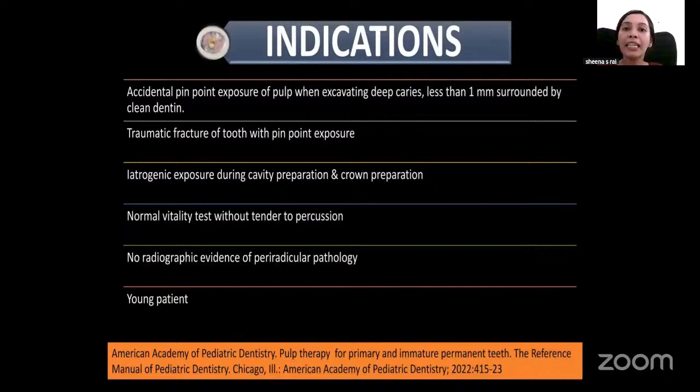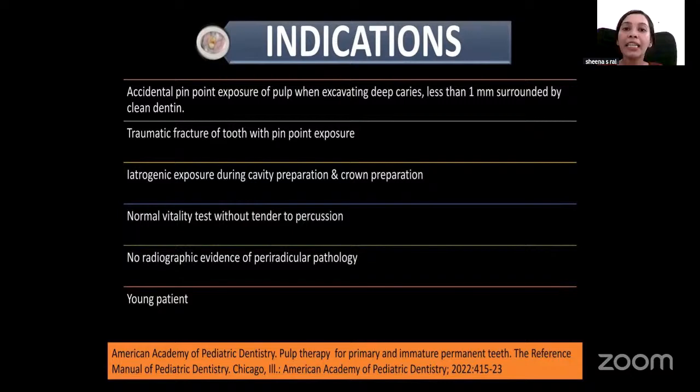Normal vitality test without tenderness to percussion. If the percussion test is positive, then in those cases we cannot do a pulp capping. Signs should be proper. And next is young patient. The pulp capping is mainly indicated in young patients. That is because the pulp has a lot of blood supply. Pulp counts are very high. So those are some of the supportive factors why we should do this kind of pulp capping in young patients.